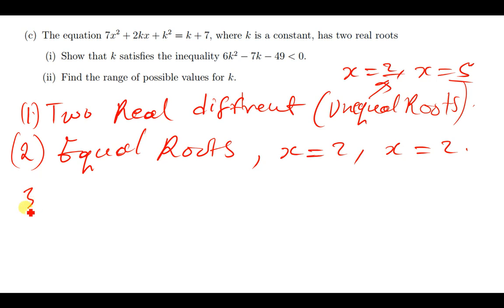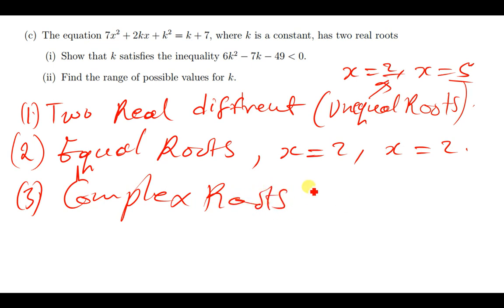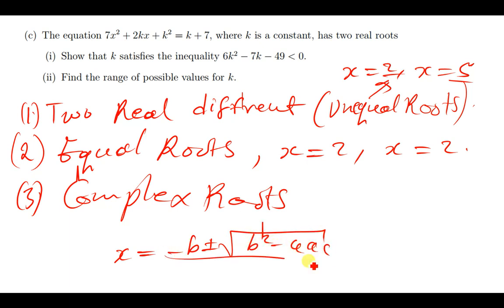And then you also have the third type of roots, which are complex roots. If a quadratic equation has complex roots, it means that particular equation can't be solved using the factorization method, and hence if you solve that equation using the formula method, which is negative b plus or minus the square root of b squared minus 4ac over 2a, you discover that the answer that you are going to get is going to be a complex number.